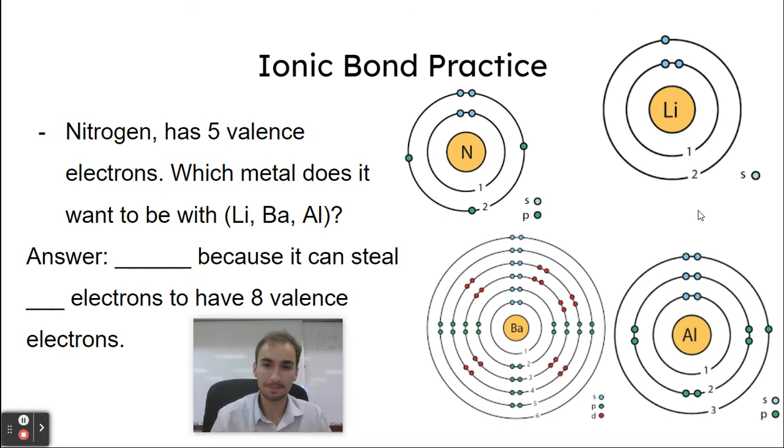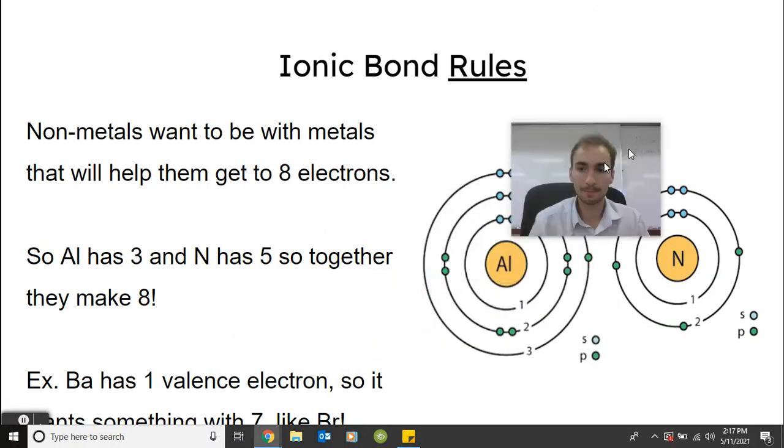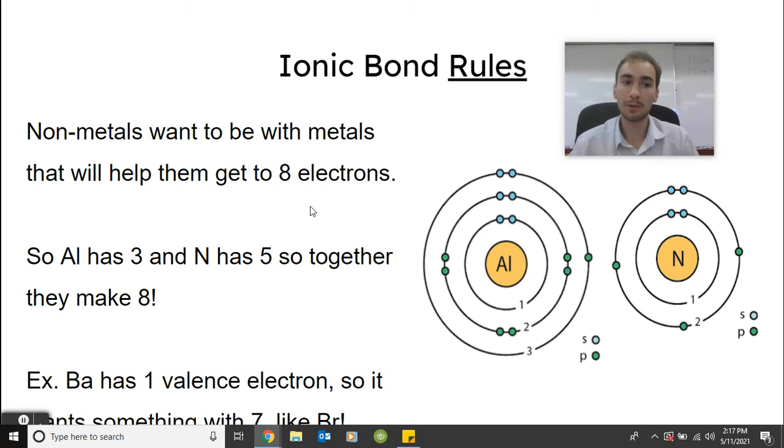Let's try and think about it. And remember, non-metals want to be with metals. And their goal is to get up to 8. They want 8 electrons. Okay? So, since nitrogen has 5, you can do the math. It needs to get to 8. It has 5. 8 minus 5 is 3. So it needs to find a metal with 3 valence electrons. And aluminum has just that. So nitrogen and aluminum will go together to make 8.